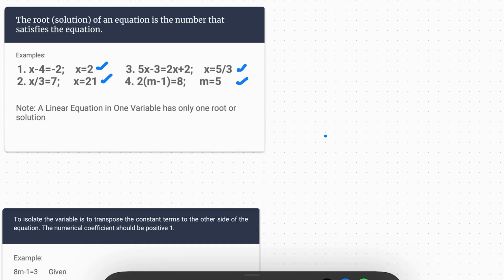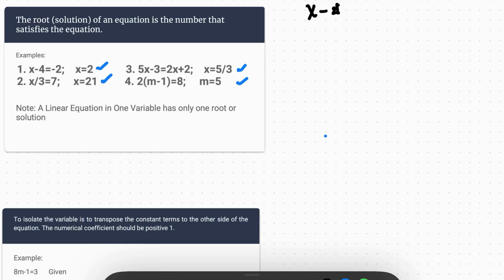What we're going to do here is verify if these given values, or we can call them replacement values, are a solution or root of our linear equations. So let me start with the first example.